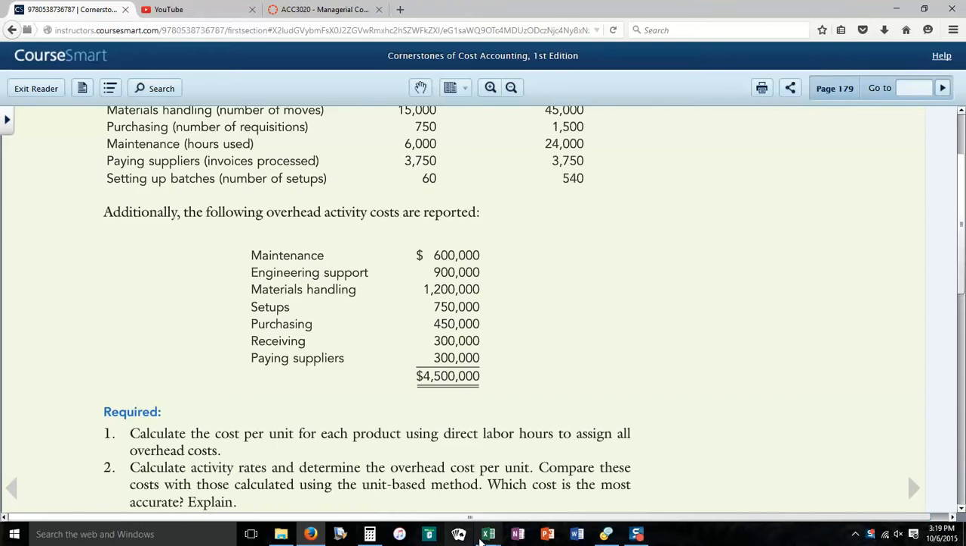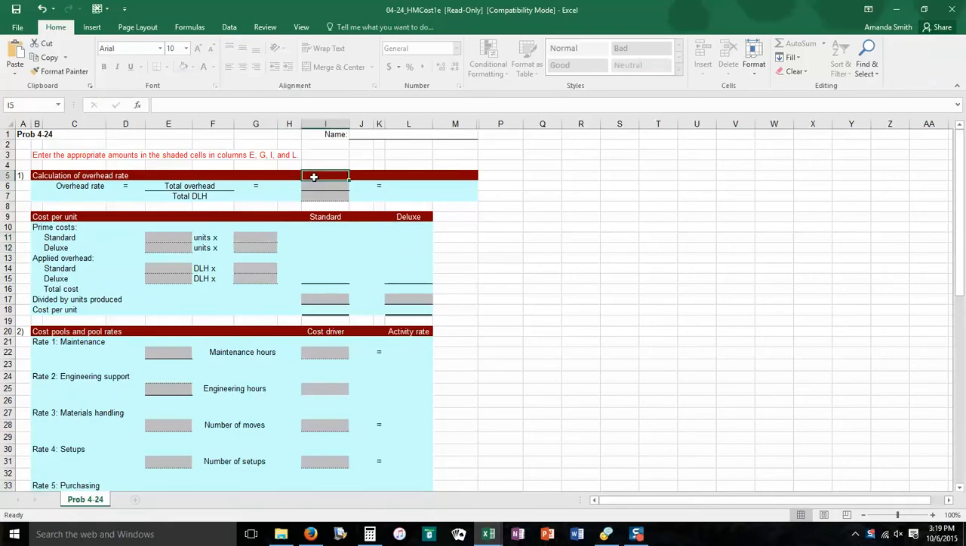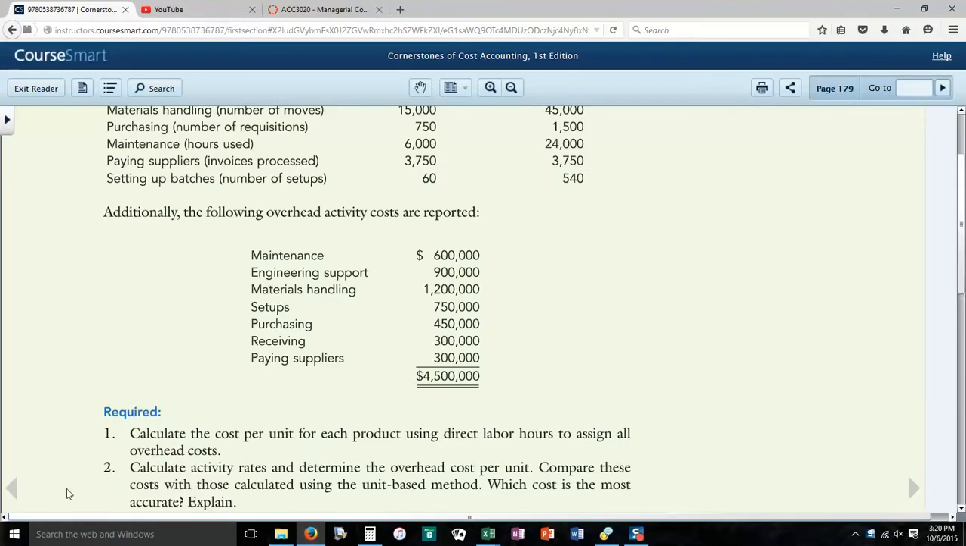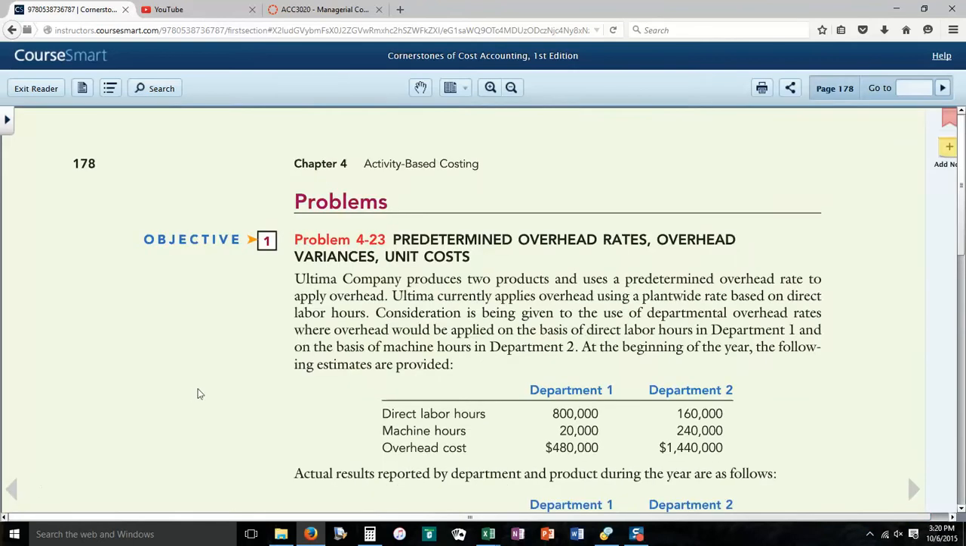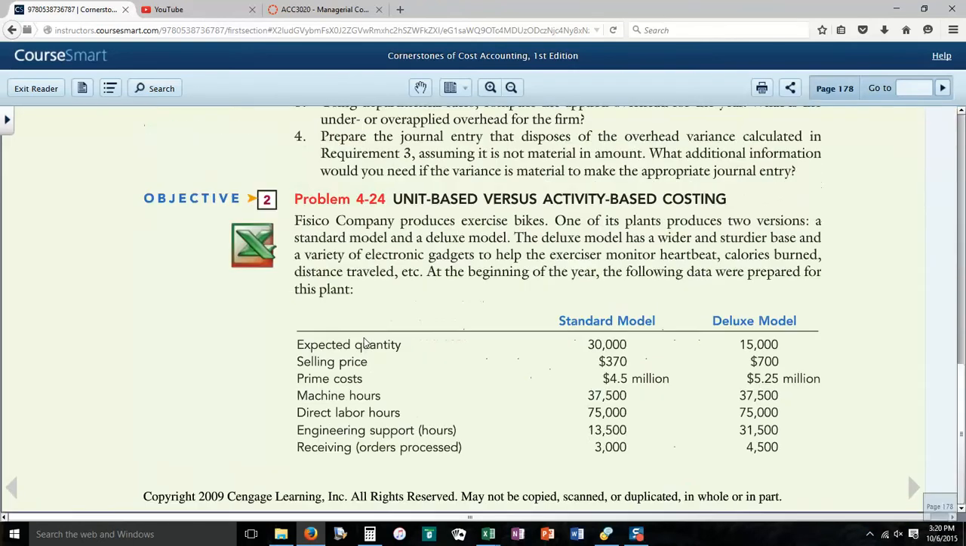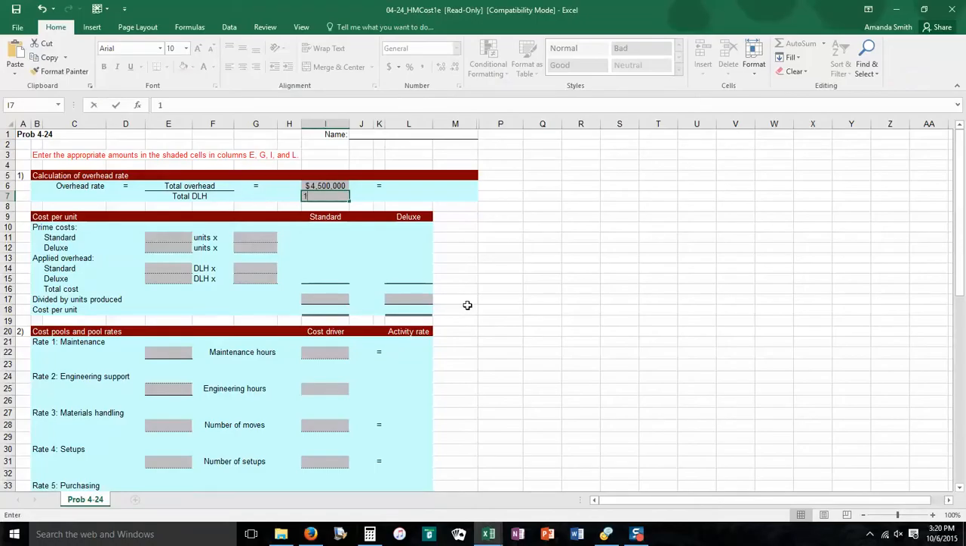For the overhead, we're going to use the following overhead activity costs. So we're going to use the $4.5 million. The total overhead is $4.5 million. Total direct labor hours is on page 178. We're told that the standard model has direct labor hours of 75,000 and the deluxe model has hours of 75,000. So if we add those together, we get 150,000, and that gives us per hour for direct labor.